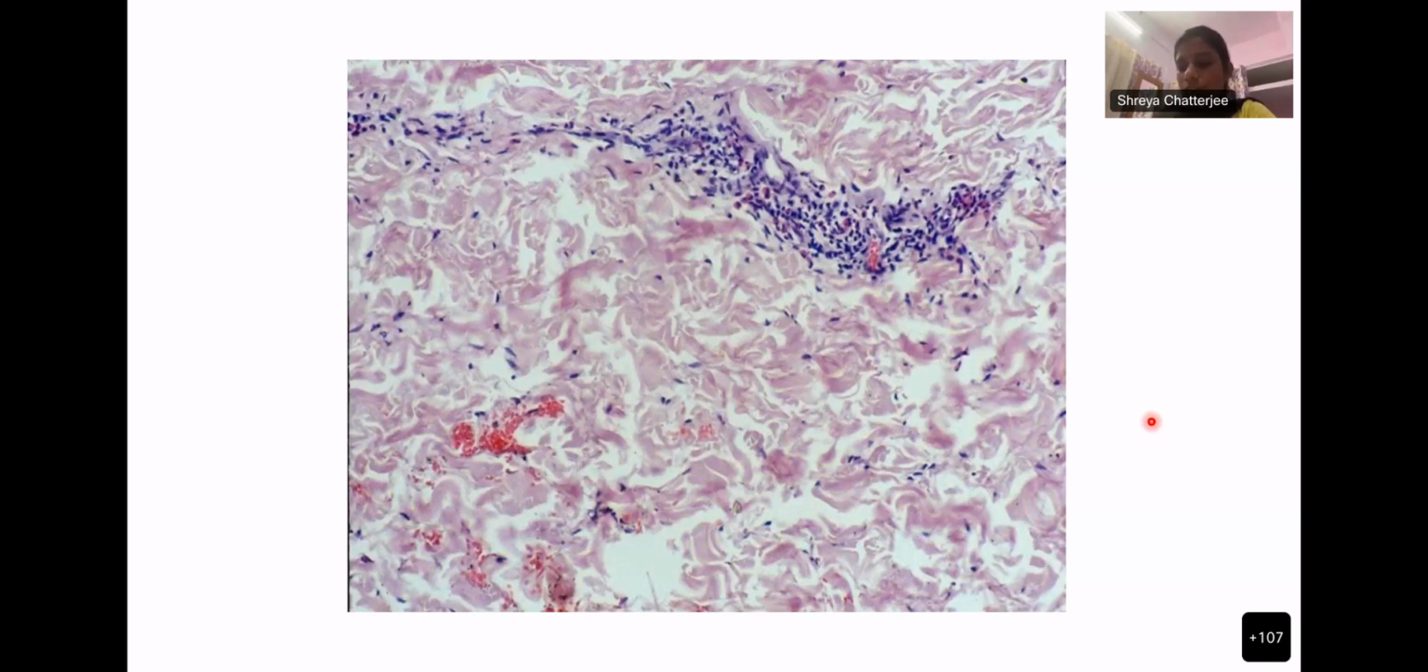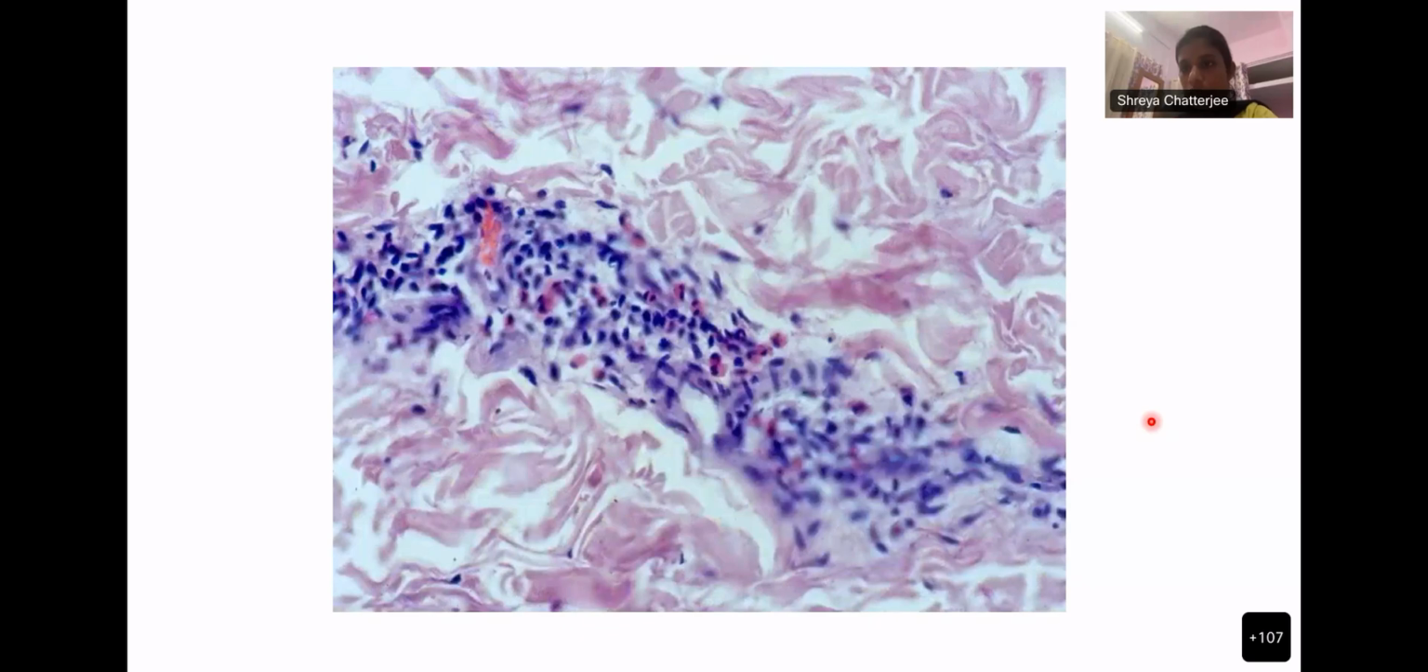The reticular dermis shows mild edematous changes along with perivascular condensation of mixed inflammatory cells, mainly lymphocytes and eosinophils, along with sparse inflammatory cells in the interstitial dermis. A few areas also show extravasated erythrocytes. So can we move on to the next?